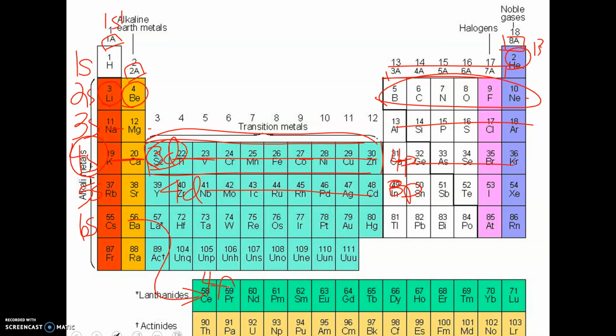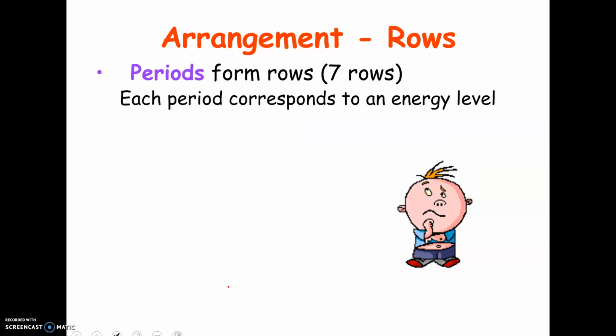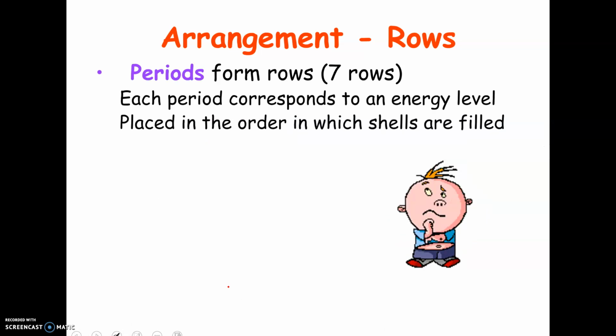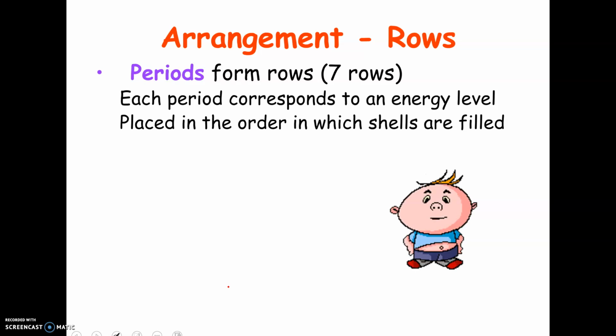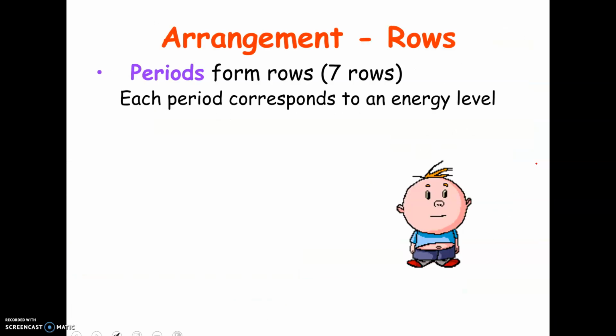So the table is organized in order of increasing atomic number, but if you notice the way that the boxes are organized together, it is in order of their electron configurations. And that's what this is explaining. So the periods, there's 7 rows, and each one corresponds to a new energy level. And they're in order by the way the shells fill. Again, notice the periodic table here. So 4s, then 3d, then 4p. So that's what this is explaining.